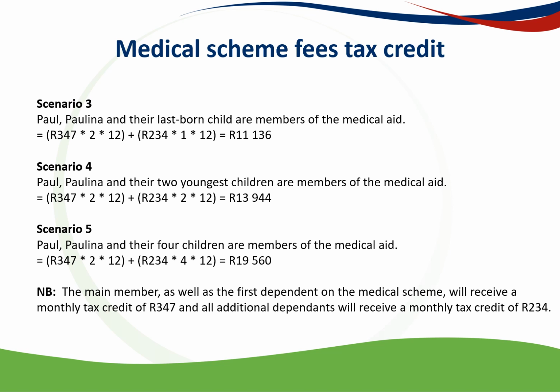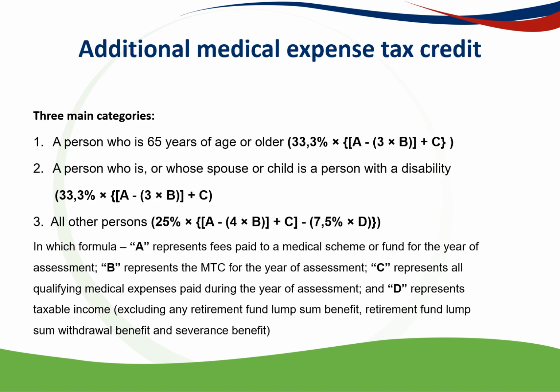Remember, we're saying the main member as well as the first dependent on the medical aid scheme will receive a tax credit monthly of 347. In addition, all other dependents, those 4 children, each one of them will receive 234 per month. So that's your 6A that was discussed.